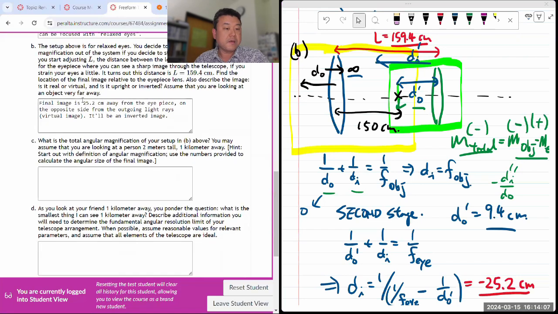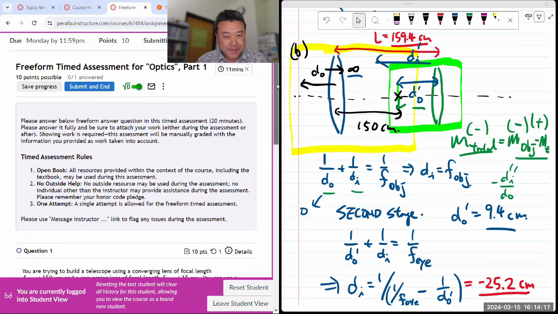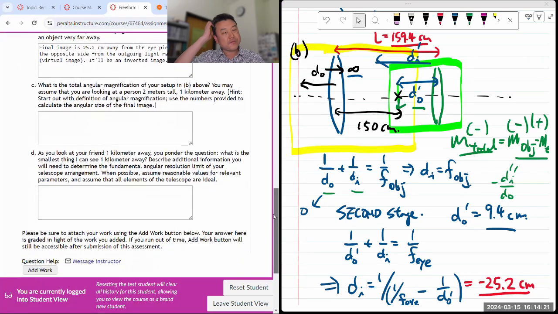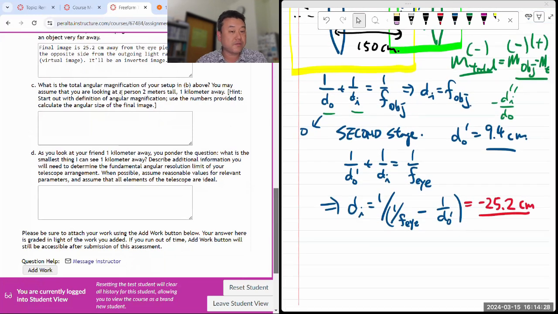So that's B. What is the total angular magnification of your setup in B above? So you've got to work through that. Do I have enough time? Got 10 minutes at least? Okay. So I think the easiest thing to do is figure out the angular size of the thing. It says you may assume that you are looking at that. Okay, so let's follow the hint.